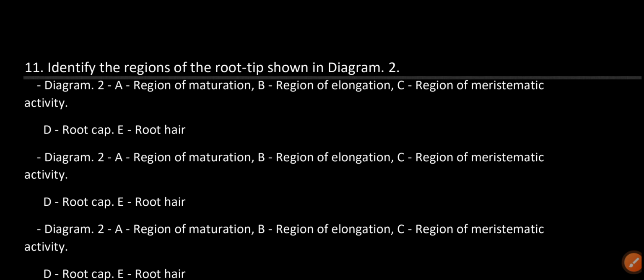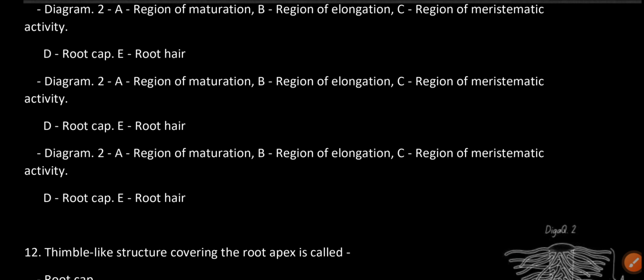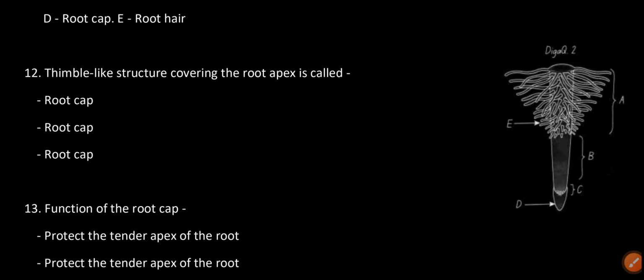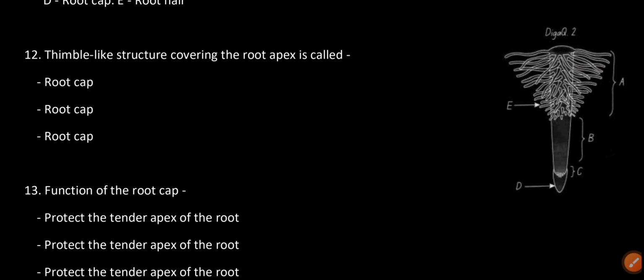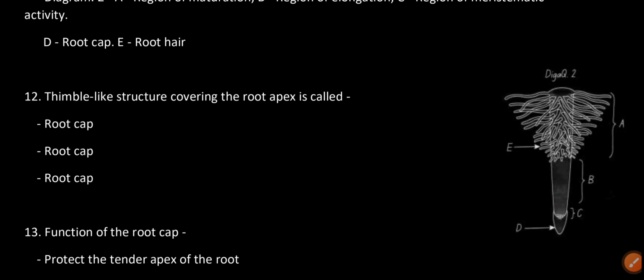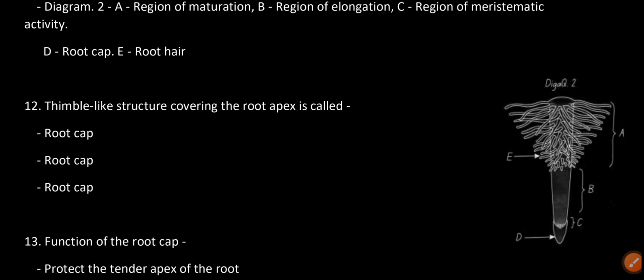Identify the regions of the root tip shown in diagram 2. A is region of maturation, B is region of elongation, C is region of meristematic activity, D is root cap, and E is root hair.